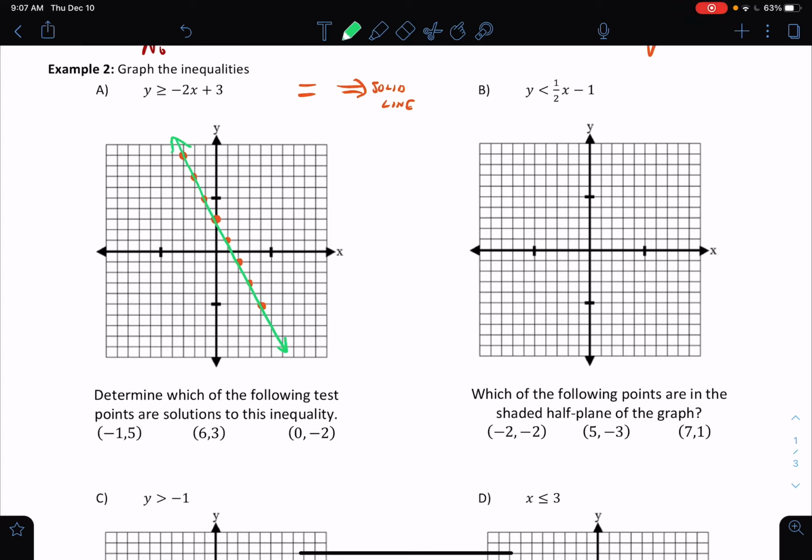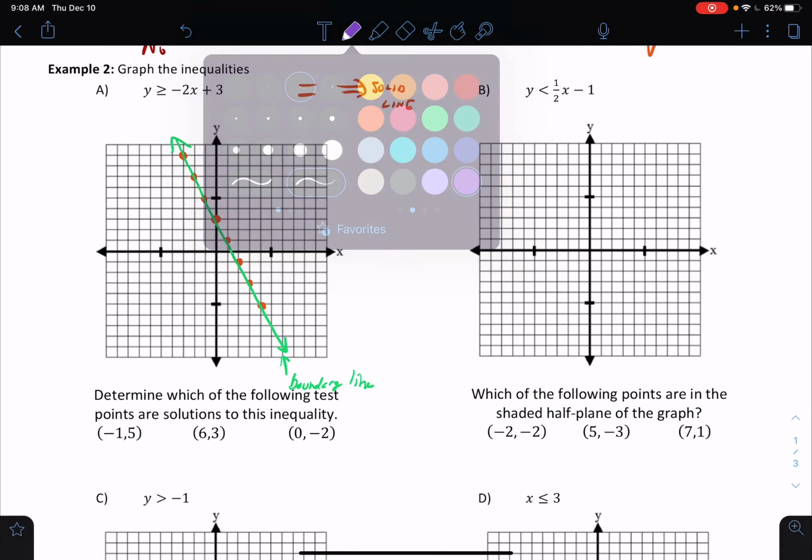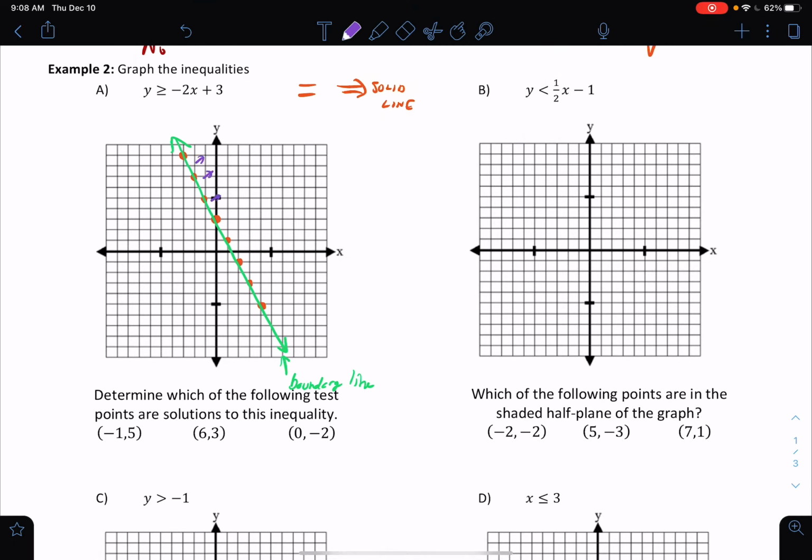This is called my boundary line, because it's going to set the boundary for which way I shade. Remember, I'm dealing with an inequality. This is saying anything bigger than or equal to negative 2x plus 3 is a solution. Since it's bigger than, I can shade above this line, because anything on this line and anything bigger than this line satisfies this inequality.